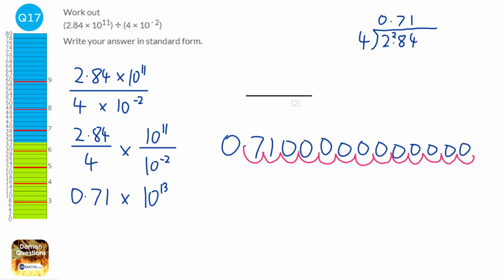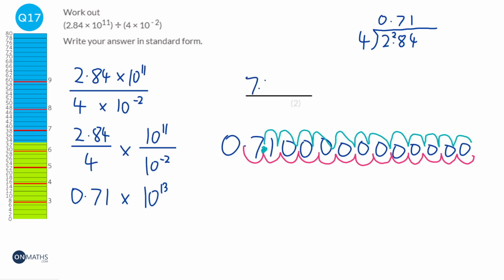And then I'm going to put it back into standard form. Now the decimal point will need to be here to make it 7.1. So it'd be 1, 2, 3, 4, 5, 6, 7, 8, 9, 10, 11, 12. So it's going to be 7.1 times 10 to the power of 12.